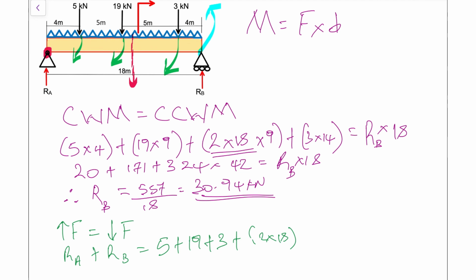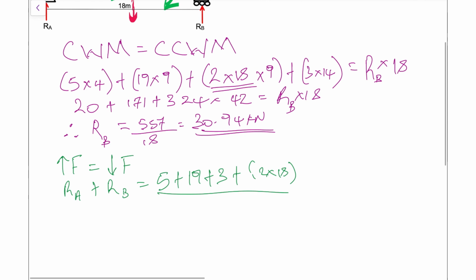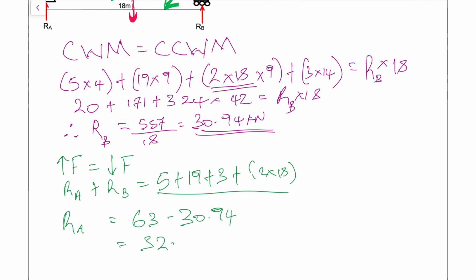And what we need to do, we need to sum all of what's on the right and subtract that known value for RB. So then that looks like so. So RA is equal to all of what's on the right. That's going to add up to 63 kilonewtons. And we're going to subtract our RB value, which is 30.94. So we get our RA to be 32.06 kilonewtons. So that's the reaction forces for RB and RA completed.